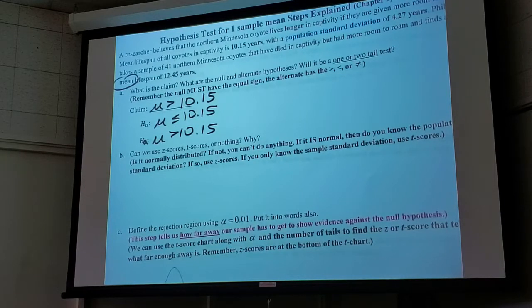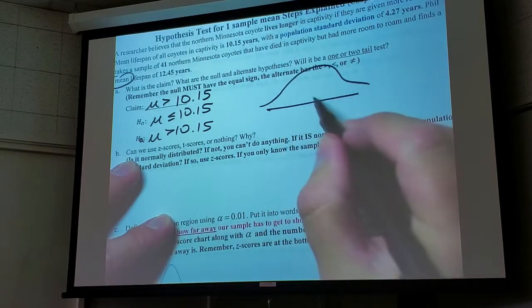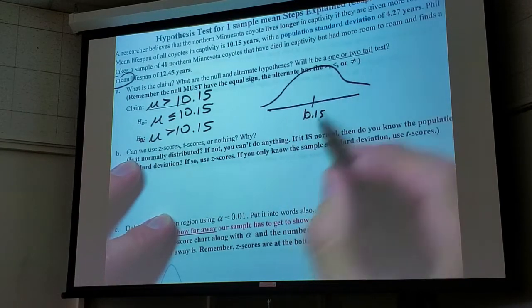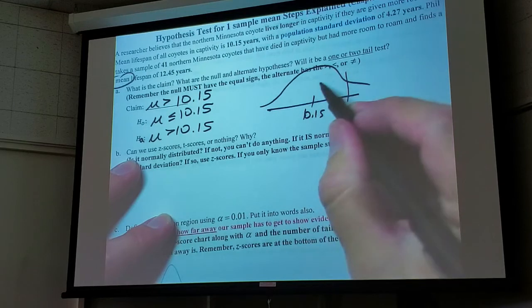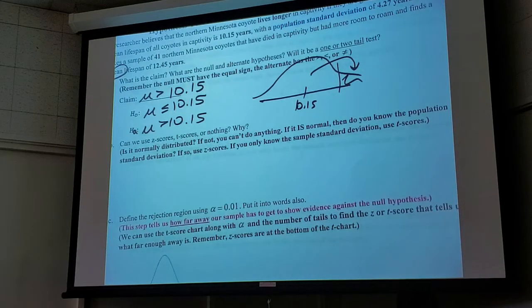Greater than, yeah. My sample can only show evidence for HA if it's on one side, if it's above, up here. Given the mean, to show that it doesn't look to be that, I've got to find a sample that is way up there. If I find a sample way up there, that is evidence that that population has a mean above 10.15, right?